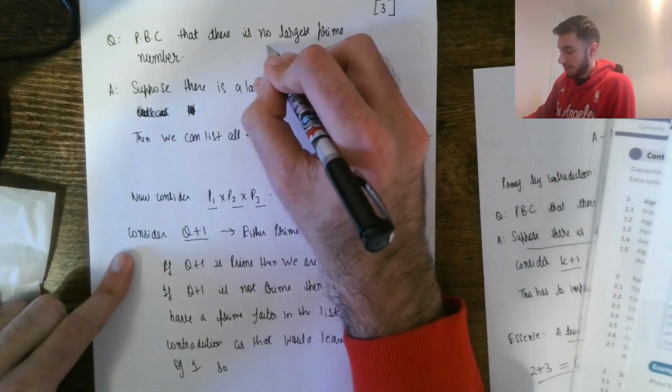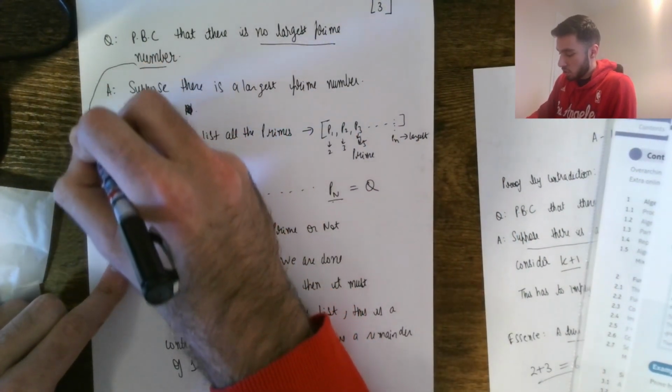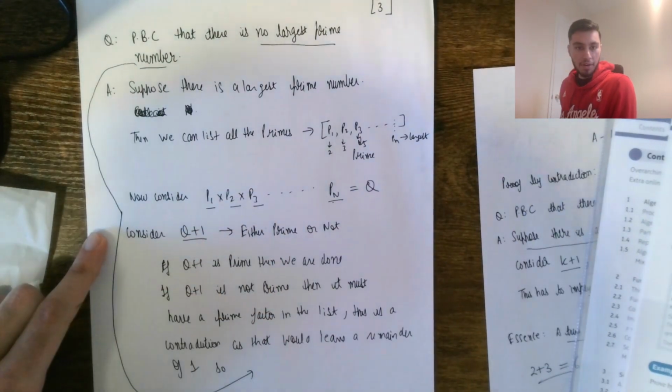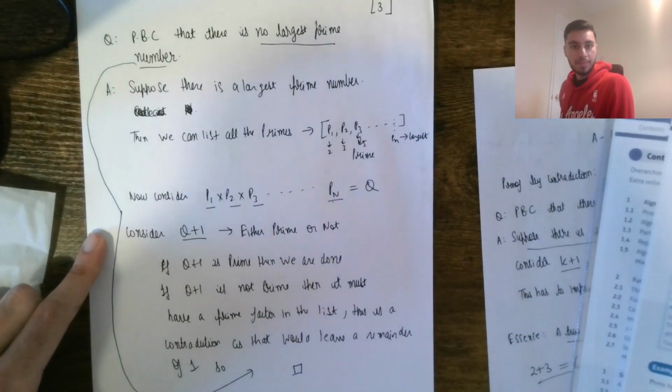So I just bring back the statement of the question. So there is no largest prime number, and we are done. That's your proof done. Perfect.